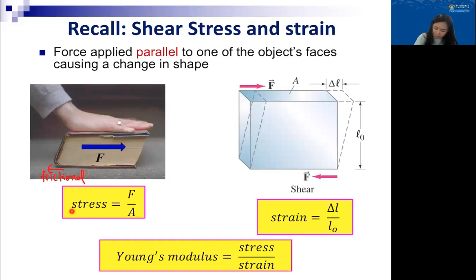And the stress exerted on the book is related to the force that you applied divided by the surface area over which you apply the force. And correspondingly, the deformation of the book is measured in terms of the strain. Okay, and the stress and the strain is related to the Young's modulus. And Young's modulus, we learned before, is a property of the material.